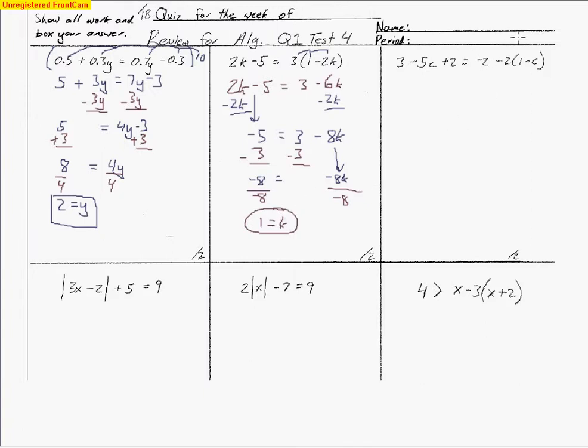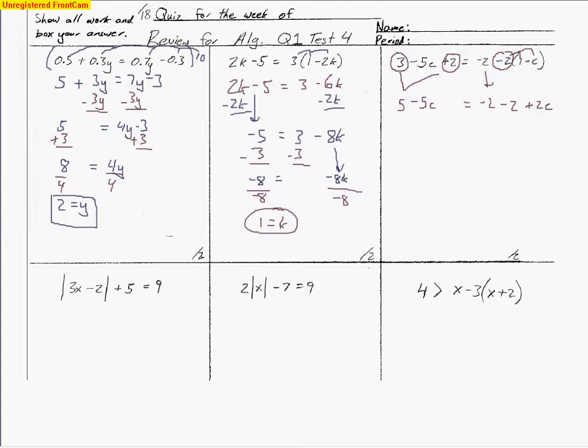Next problem involves some combining of like terms on the left-hand side, so we'll start with that. A positive 2 and a positive 3 make 5. Bring down that minus 5c, and now start using the distributive property on the right side. So I'm going to go ahead and do that, bring down that negative 2, and multiplying over that subtraction, I'm left with negative 2 plus 2c. Notice it's a plus because of the negative and the negative.